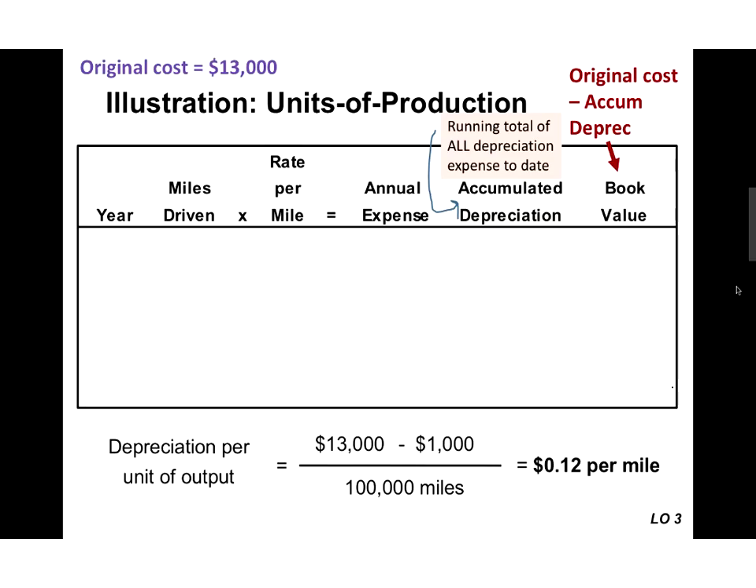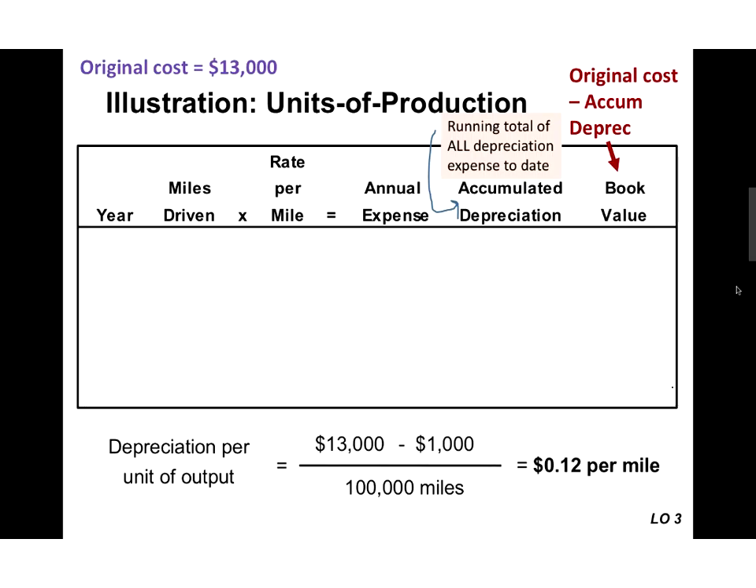Okay, again, looking at our table, what's helpful to know is that the second to last column, accumulated depreciation, is still this running total of all depreciation expense to date. So it's all of it up to that point, so adding each year. And then the final column, book value, is our original cost minus accumulated depreciation. Okay, so our table is very similar. We have another column now called rate per mile.